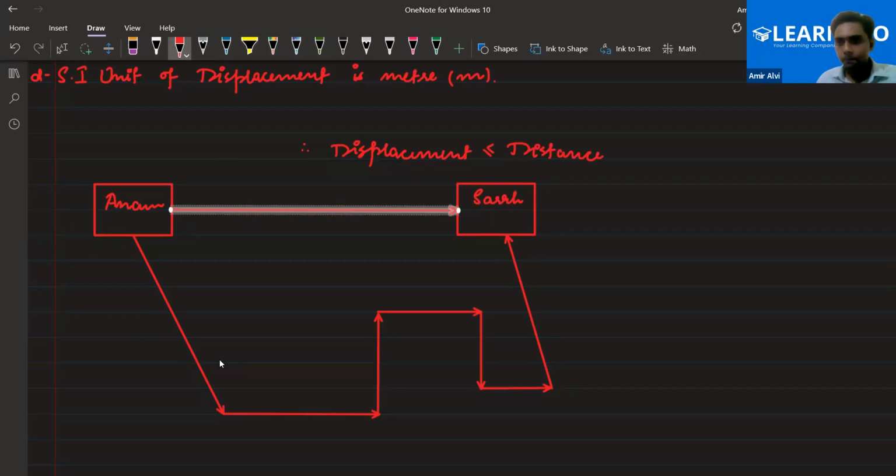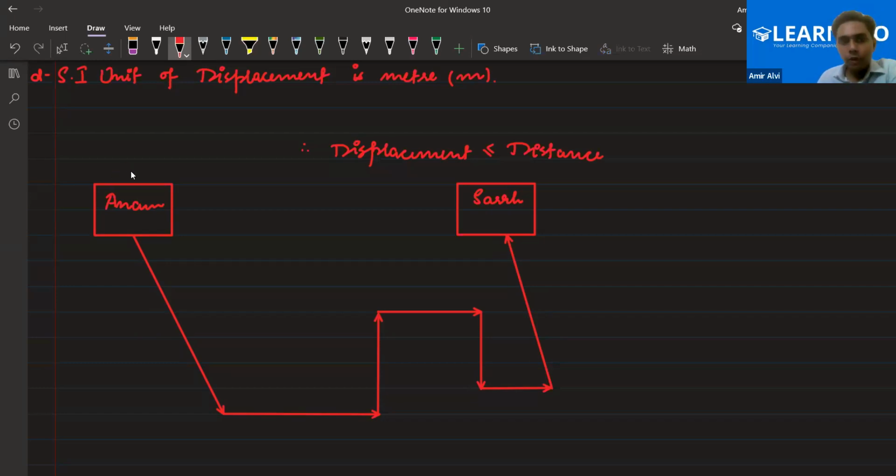Yes or no? Agree? Yes, sir. Suppose this will be called displacement and this path will be called distance because you have to cover the actual path. Suppose there is no straight line path between Anam and Sara's house. So if Anam wants to go to Sara's home or Sara wants to go to this place, both have to travel this path. So tell me what will be the displacement and distance in this case if this is the only path.